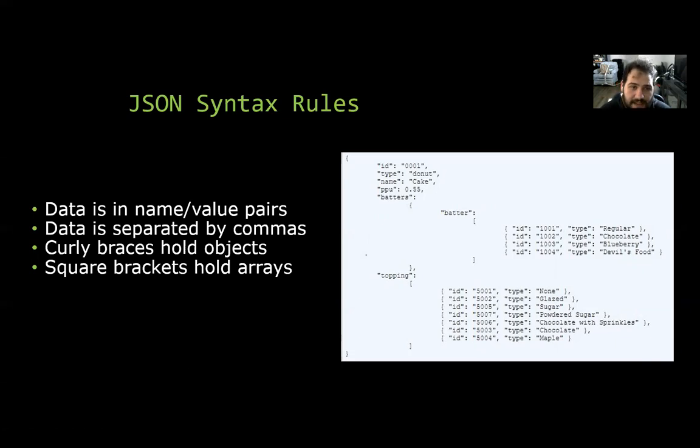The next rule is that data items are separated by commas. So we see ID, a number, comma, type, donut, comma. And so those commas are how you tell the difference.